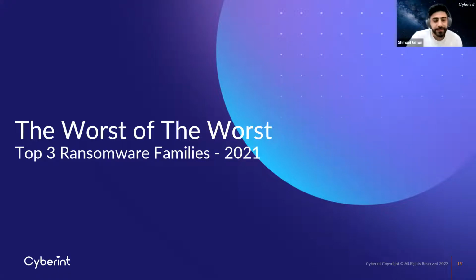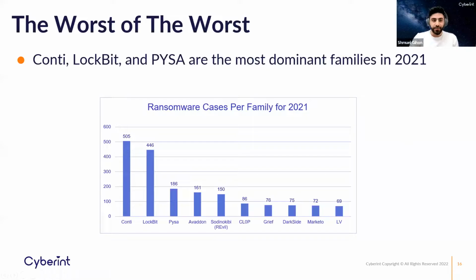Yeah, thank you, Ivan. So now we're going to talk about the worst of the worst. This is how we call it. We're going to cover the top 3 ransomware families for 2021. So let's begin with a short landscape of how things are going at the moment, or at least for 2021. We had Conti, Lockbit, and Pysa, which are the most dominant ones. You can see that Conti and Lockbit go back to back, but they are the 2 most dominant. Of course, Pysa is far behind. So let's start breaking down each family.